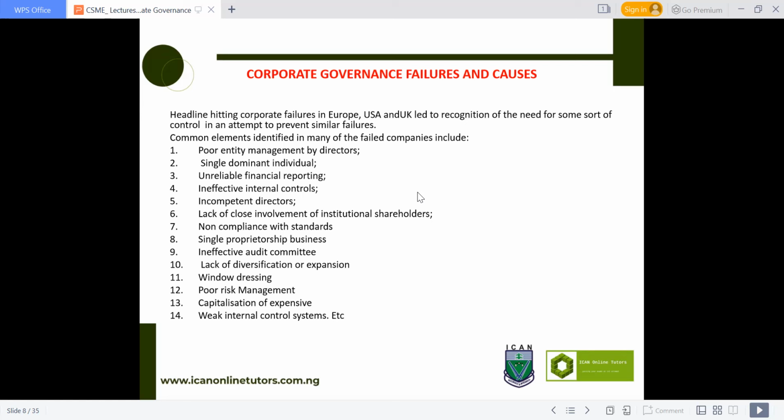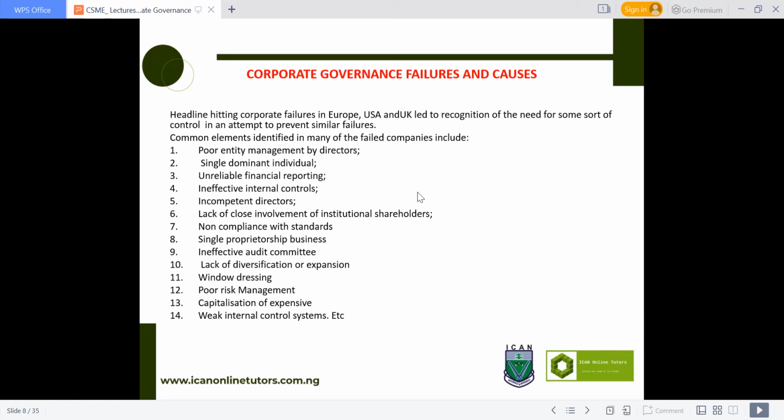Poor entity management by the directors. If you don't have proper planning, you fail. Single dominant individual, just as in the case of partnership. If one partner leaves the business, that can bring the partnership business to an end.